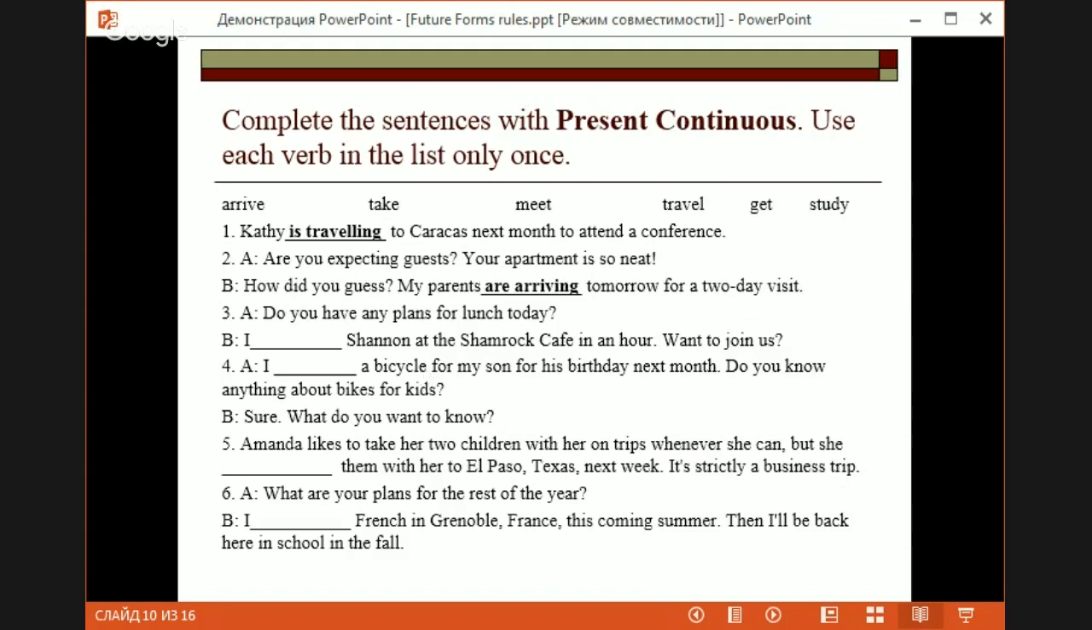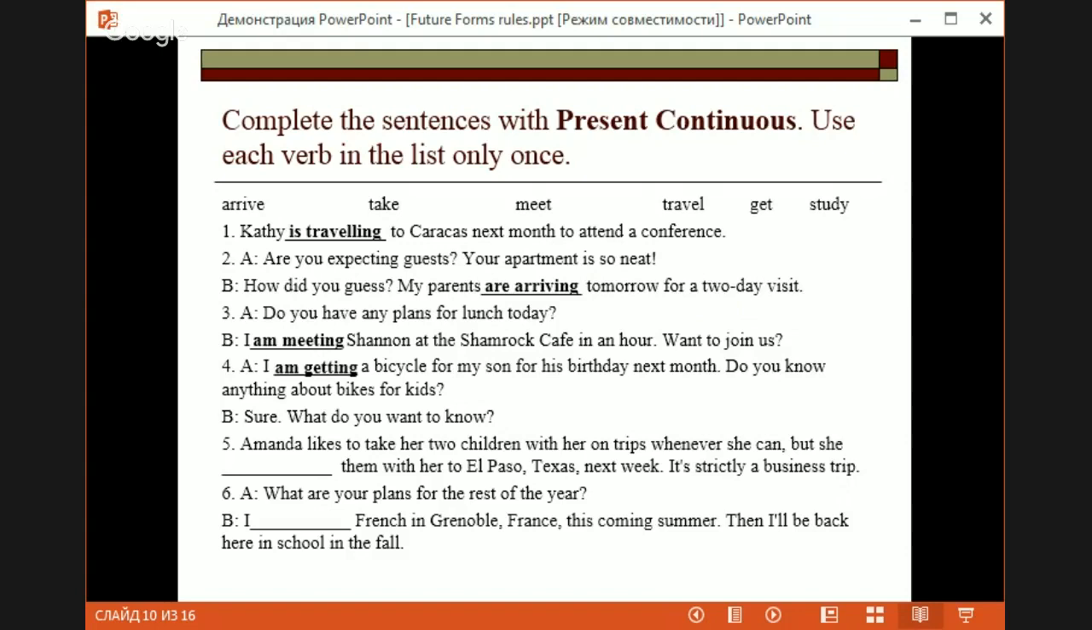The next one. Do you have any plans for lunch today? Usually, when a person asks us about plans, it's very typical to answer using present continuous. And the person says, yes, I'm meeting Shannon at the Shamrock Cafe in an hour. Want to join us? So he knows who he's meeting, where, and even what time.